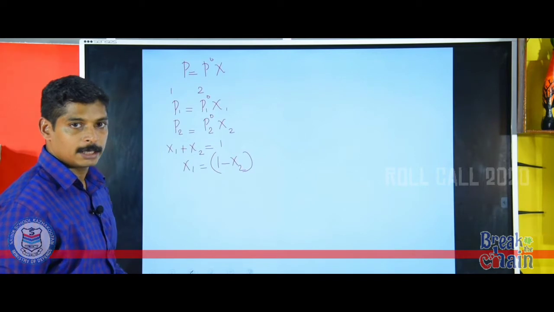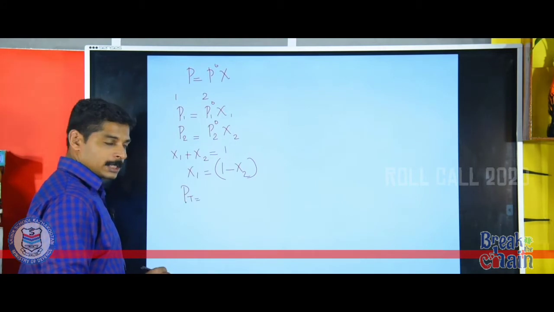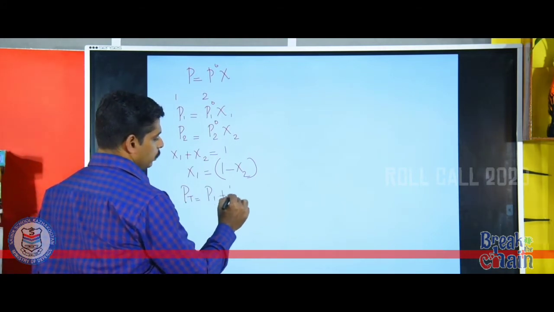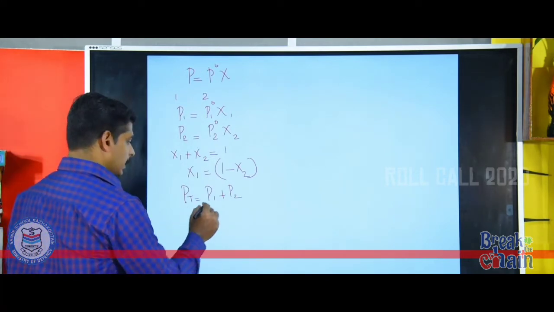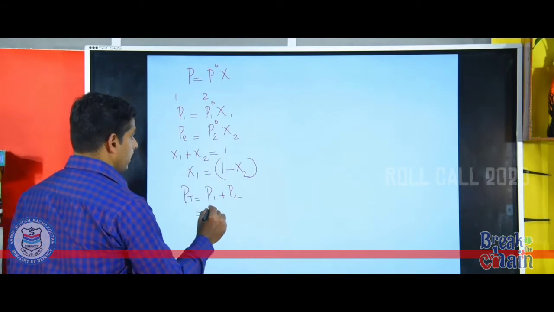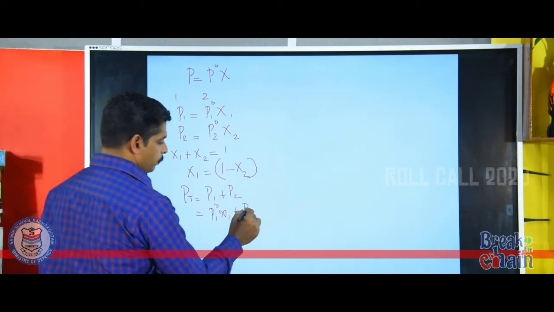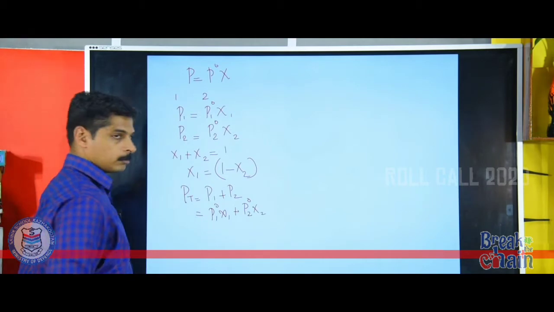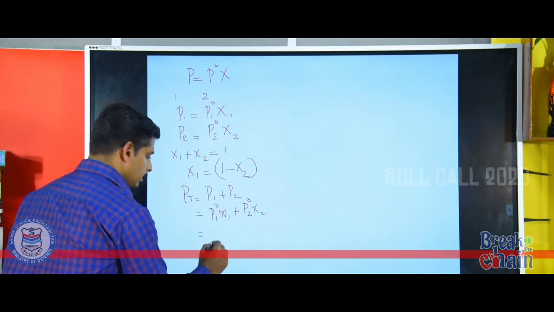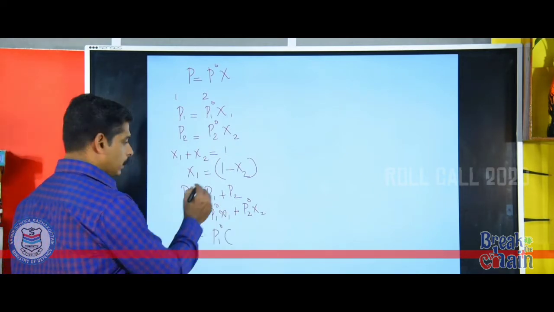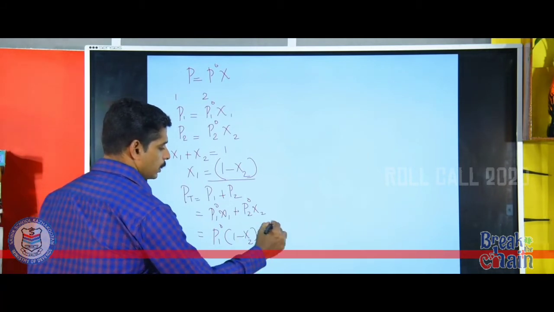Now, I am going to apply Dalton's law of partial pressure. So, P total is equal to P1 plus P2, the partial pressure of component 1 plus the partial pressure of component 2. Now, what is P1? P1 is P10 chi 1, plus P2, which is P20 chi 2. Clear? Now I have chi 1 in terms of chi 2. So I am substituting here P10 into chi 1, which is 1 minus chi 2, plus P20 chi 2.